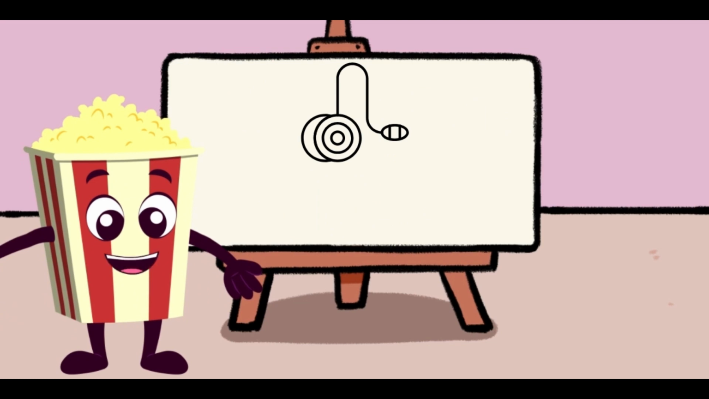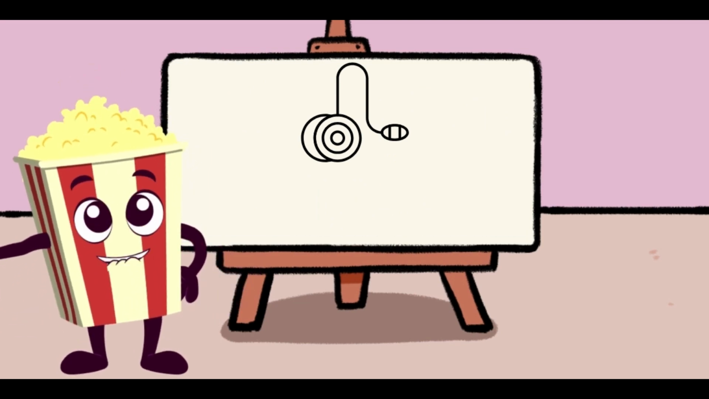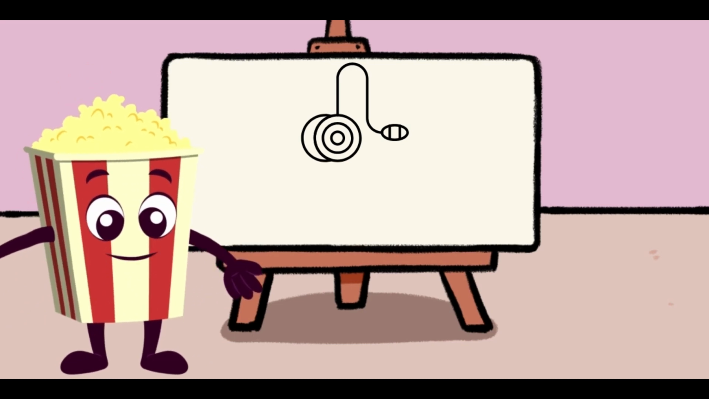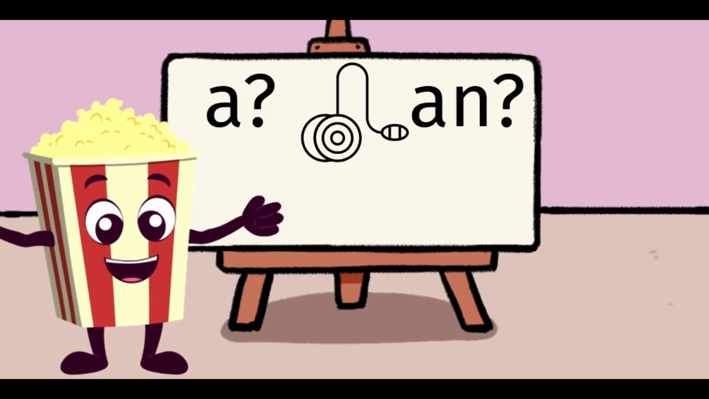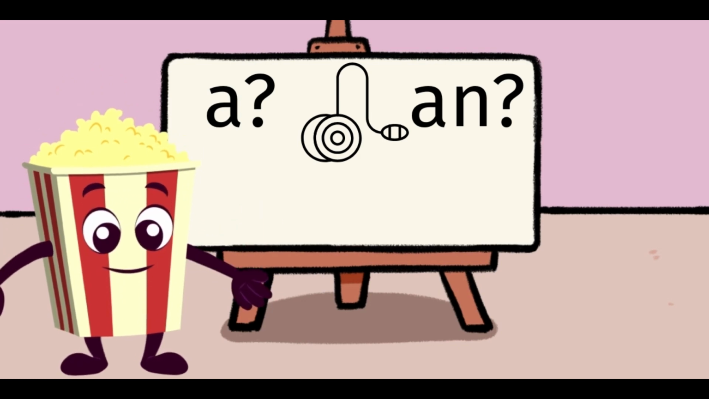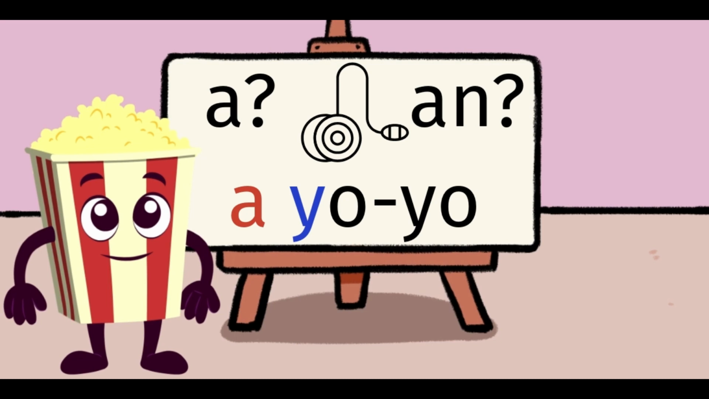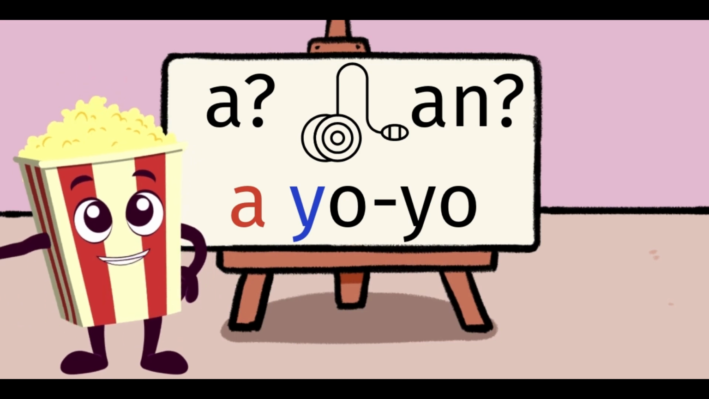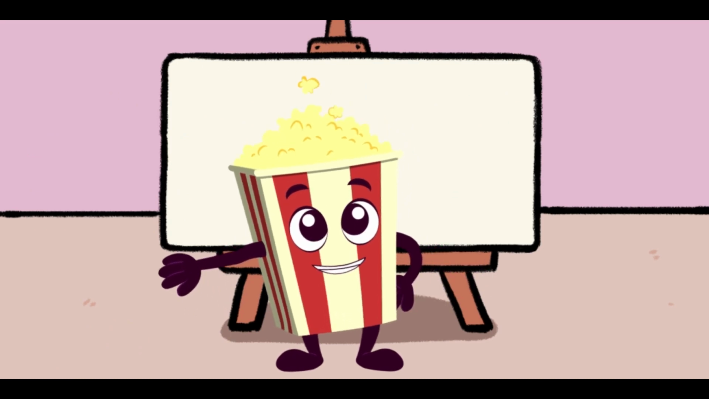Okay, and the last one is yo-yo. It's a very interesting variant. Yo-yo starts with the Y. Y is a consonant. Okay, what do you think? A yo-yo or an yo-yo? Yes, a yo-yo.